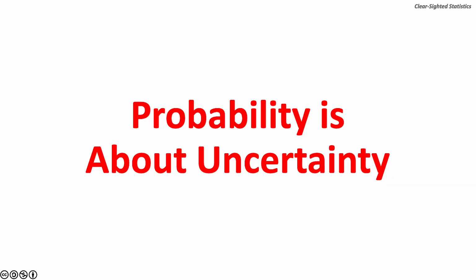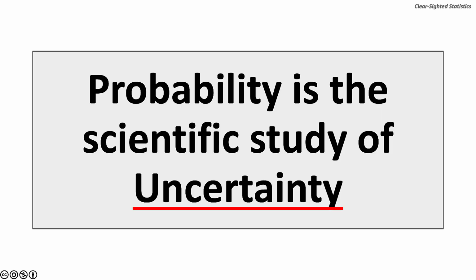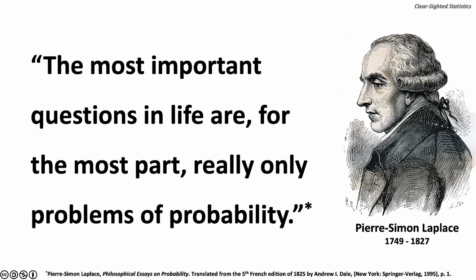Probability is about uncertainty. People have dealt with uncertainty for eons, which is why so many cultures have good luck charms. Probability is the scientific study of uncertainty. As Pierre-Simon Laplace wrote, the most important questions in life are, for the most part, really only problems of probability.